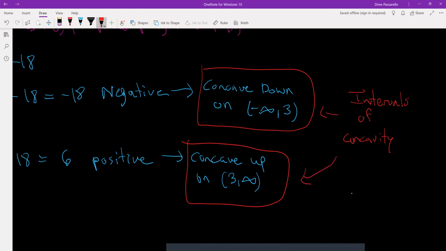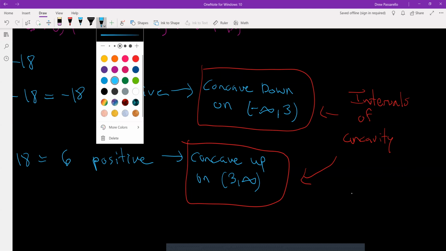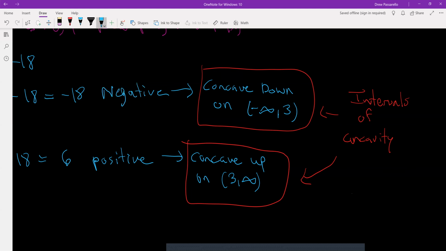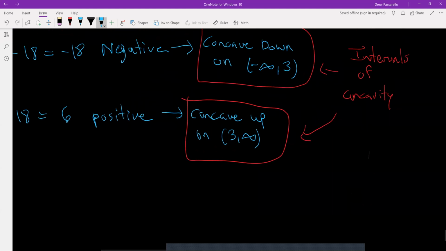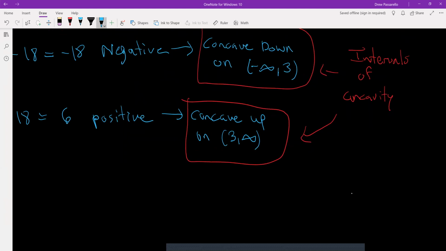So from here, I can determine whether 3 is going to be an inflection point because it switches concavity. So our x star equals 3 is an inflection point since it switches concavity.